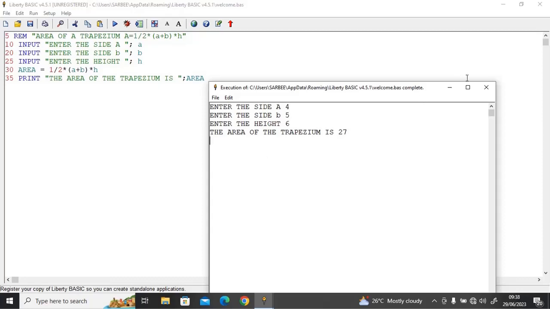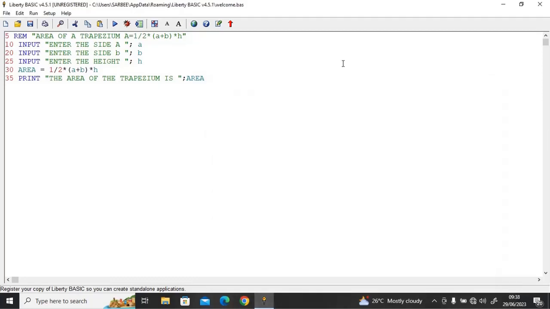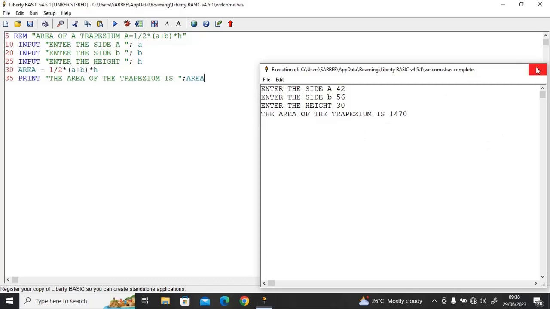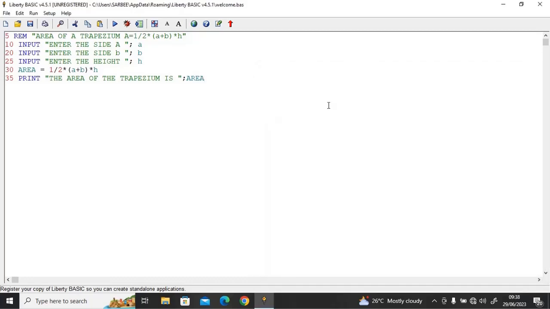So we can use any values. If your teacher gives you any parameters for the area, instead of stressing yourself, let's say your teacher said this one is 42 and this one is 56, and the height is, let's say, 30. Before, you would use a calculator to do this. But with BASIC, you are done with anything that you're doing.